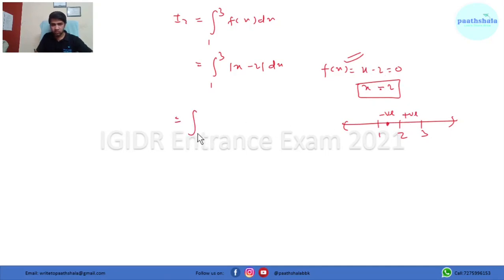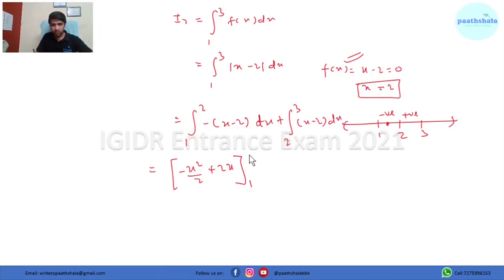So this will get split as 1 to 2. Here it is negative, so this will be minus (x minus 2) dx, plus this will go from 2 to 3. In this range the function is positive, so this will be (x minus 2) dx. Now solve it. So here you will get minus x square by 2 plus 2x, and limit will go from 1 to 2, plus, in this case, x square by 2 minus 2x, and limit will go from 2 to 3.